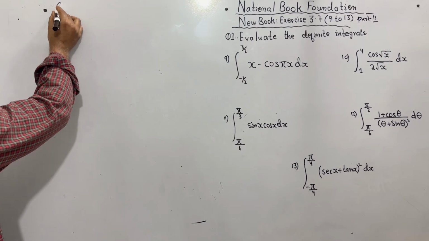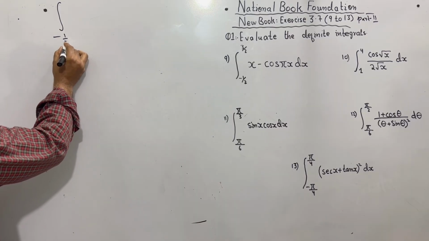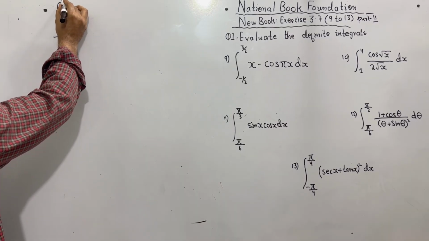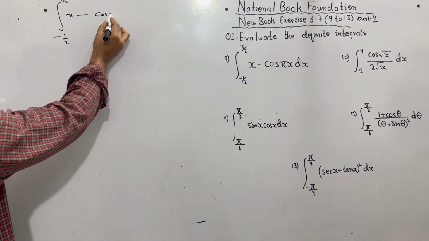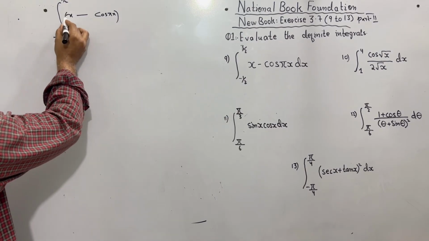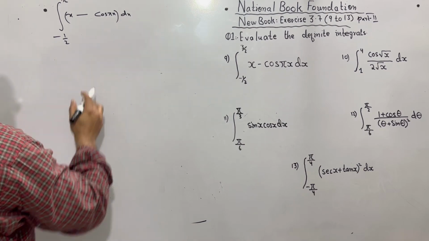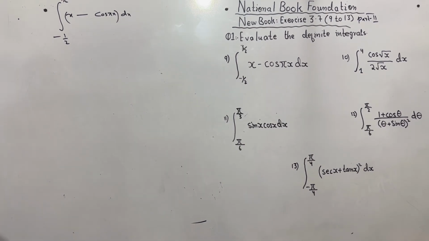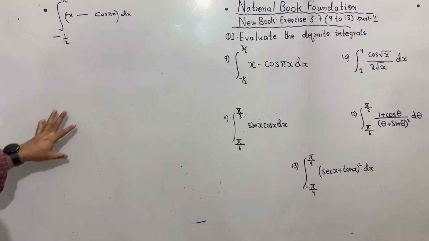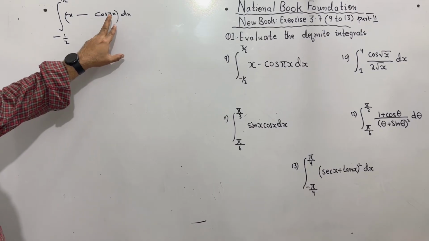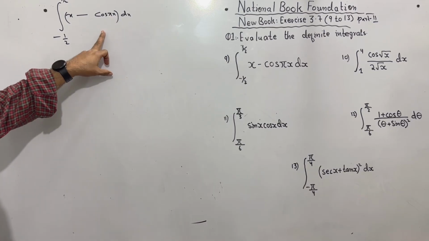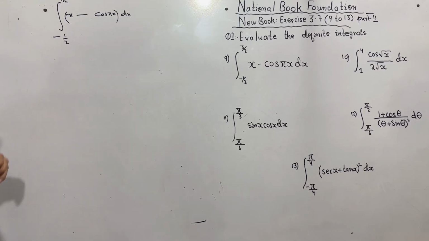Let's evaluate the definite integral from minus 1 over 2 to 3 over 2 of x minus cos pi x dx. Still, it falls in the vicinity of simple integration. Integration of x is x squared over 2. Integration of cos is only sine pi x. Angle is a multiple of pi, dividing by pi and putting the limits.